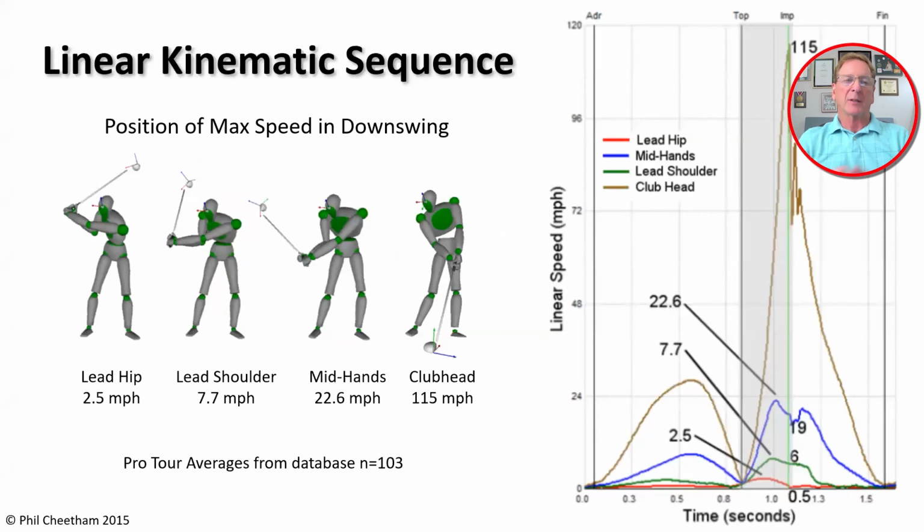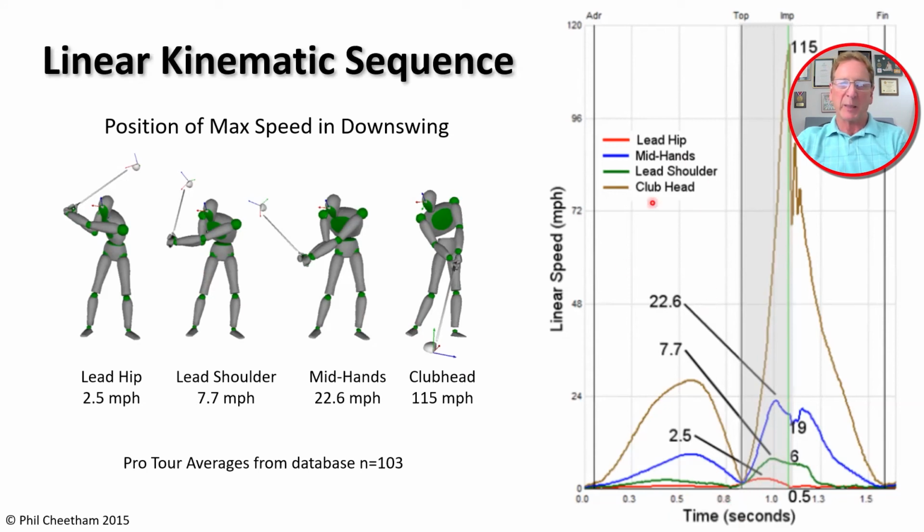Now let's look at the linear kinematic sequence. And this is very new. We've only really talked about this a little bit in the past. And I'm going to get into this in a little bit more detail because, again, we've done several correlations between linear speeds and linear club head speed. And so here we've got some data to look at.